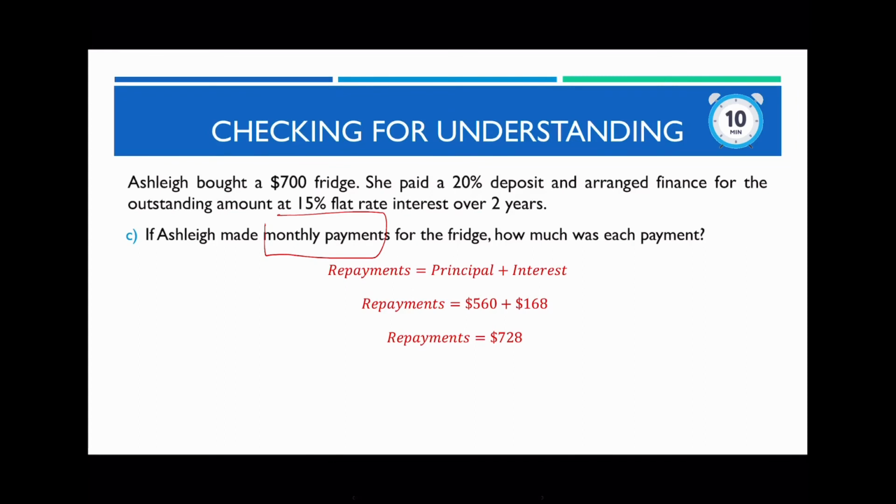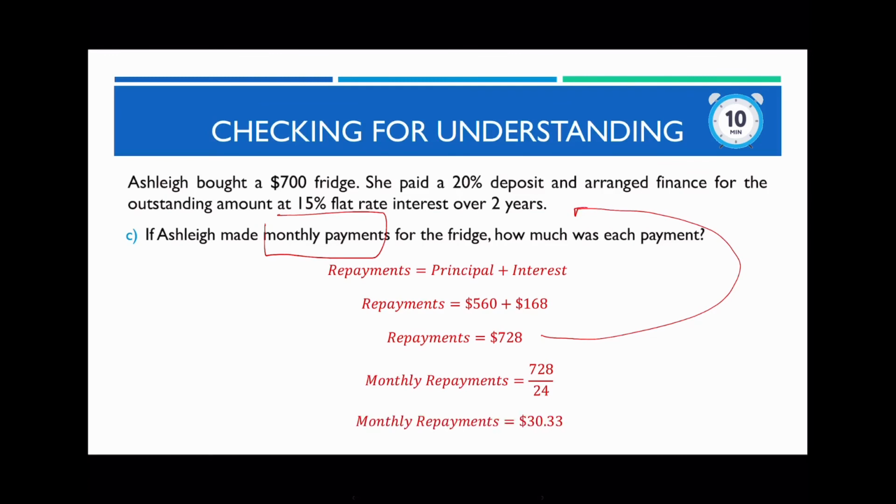Now, to calculate your monthly repayments, it's just going to be 728 divided by how many months there are in 2 years. In this case, that's going to be 24. So 728 divided by 24 is going to equal $30.33. So that's how much you'll be paying per month to pay off your debt, your total repayment in this case.